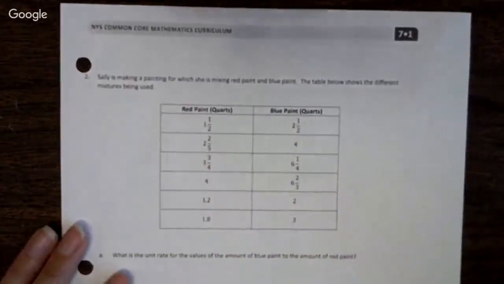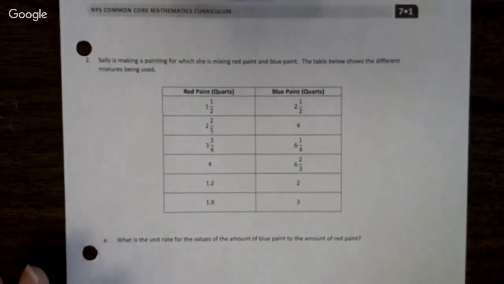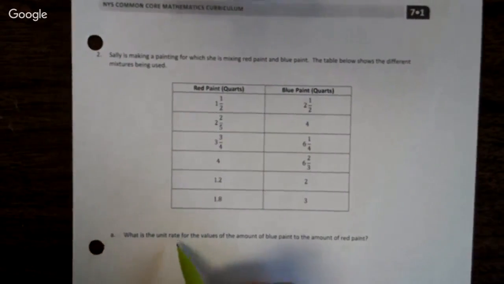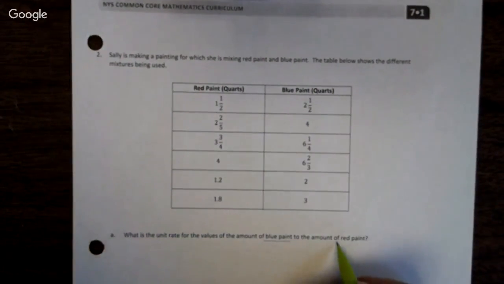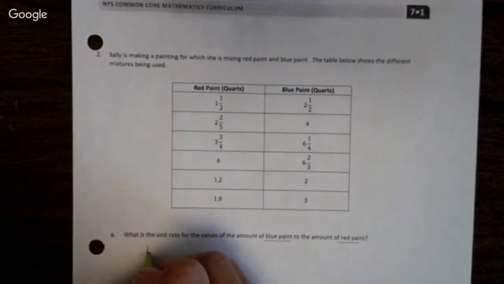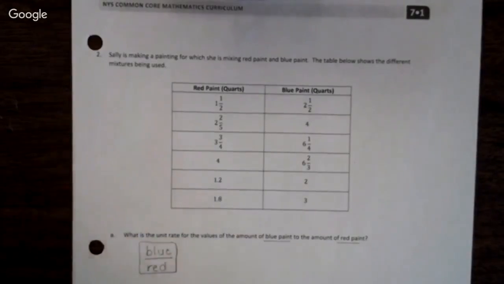All right, next page. We are going to go through the last example, number 2. Sally is making a painting for which she is mixing red and blue paint. The table shows the different mixtures. So it says, what is the unit rate for the amount of blue to the amount of red? So our label is going to be blue to red. This is our label. And we're going to find the unit rate.